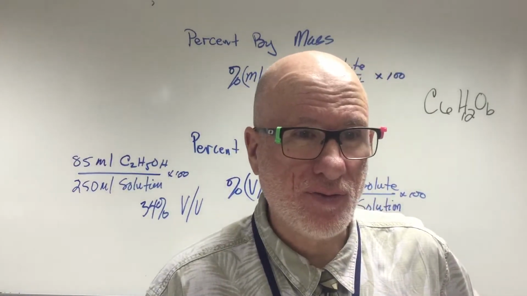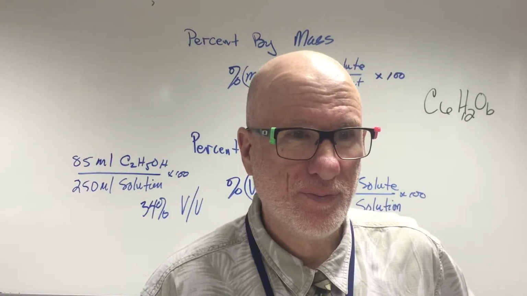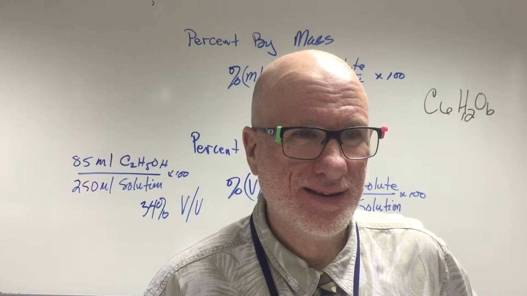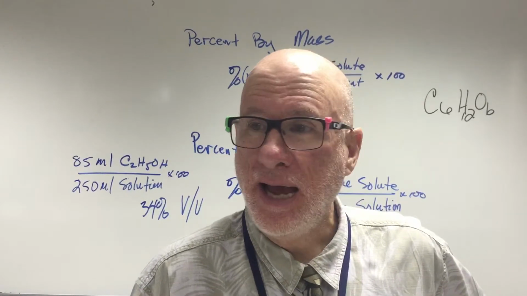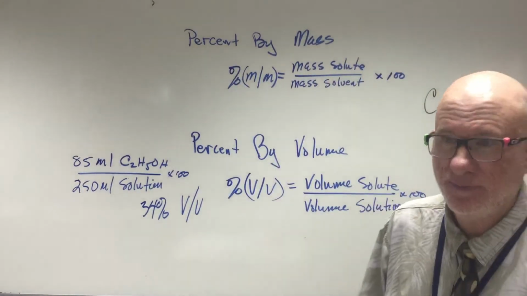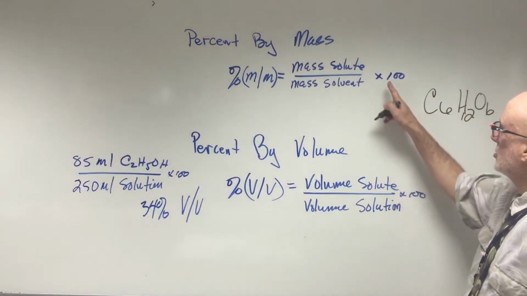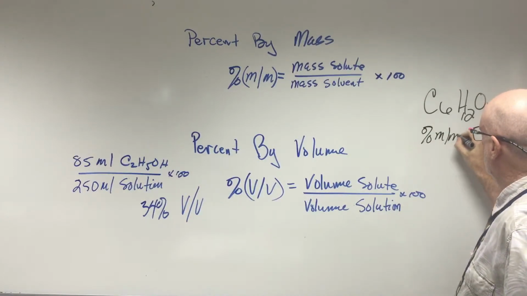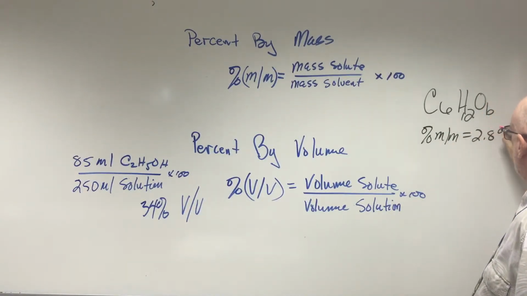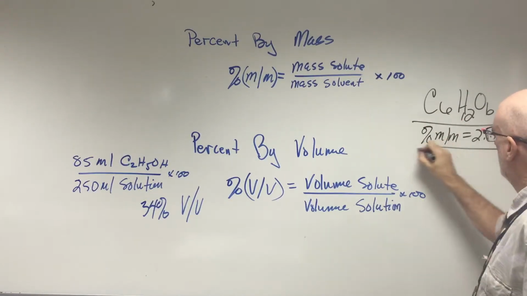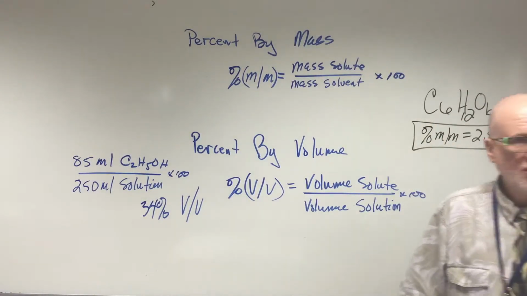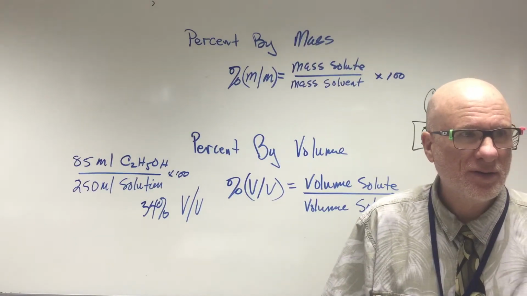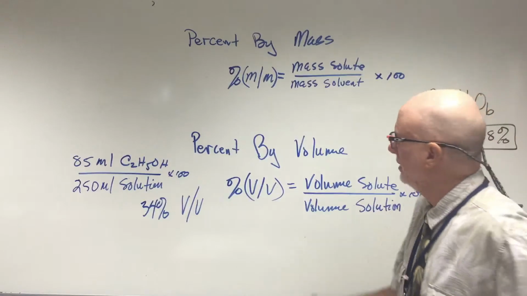Gabby, read the question. Thank you for volunteering. How many grams of glucose are needed to make 2,000 grams of a 2.8% glucose solution? All right, a 2.8% solution. So we have this equals 2.8%, right? Yes. And we have the mass of solution.